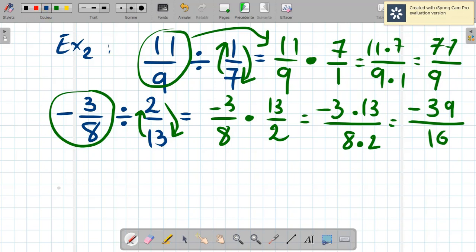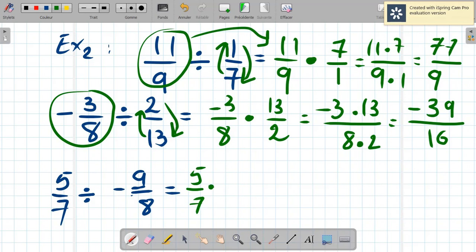Let's give another example. Let's have here 5 over 7 divided by negative 9 over 8. What do you get here? You take the first rational number the way it is, 5 over 7, multiplied by the reciprocal of the second rational number, which is negative 8 over 9.